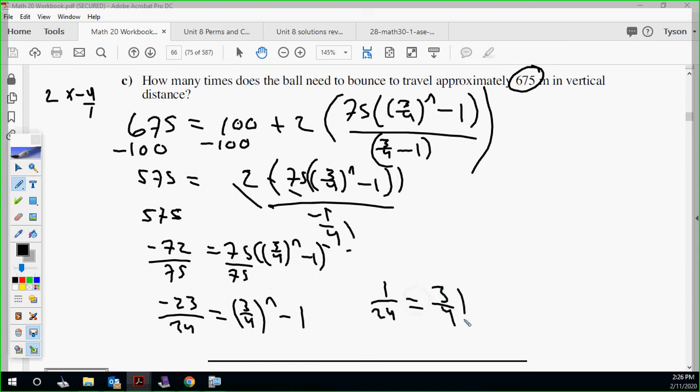So this is the part where you're not equipped to get the n down. You could guess and check if you'd like and try to find it close, or you have to use your calculator. This one you'd probably use your calculator because it's not going to come out cleanly. So I'll do that with you now. On my calculator, I'm going to put this in y1 and this in y2.